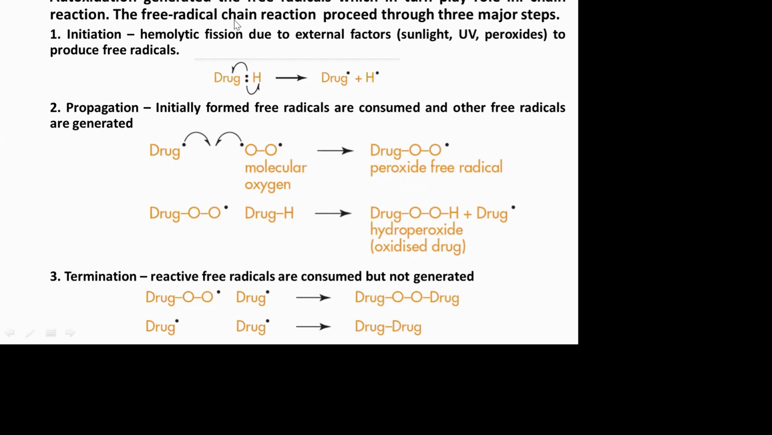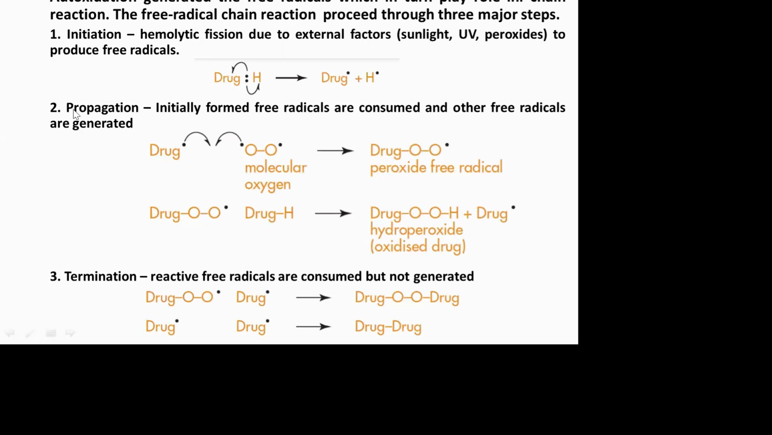The free radical chain reaction proceeds through three major steps. What are the three steps? That is initiation. First of all, homolytic fission occurs due to external factors like sunlight, UV, or peroxides, so as to produce free radicals. For example, if this is a drug molecule, then it will form free radicals.